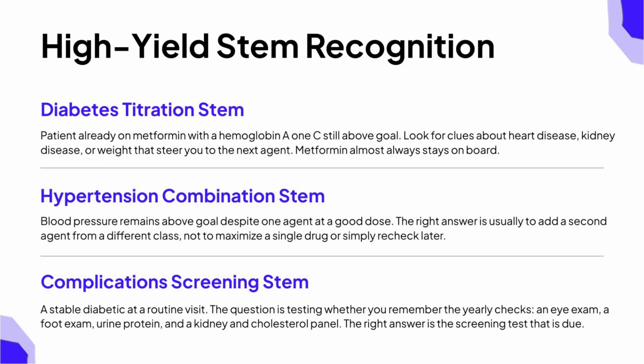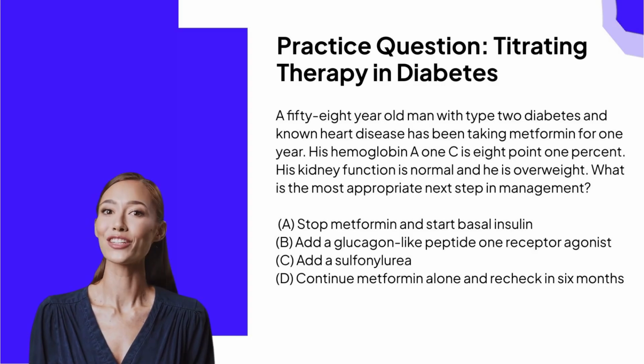For the complications screening stem, you have a stable diabetic at a routine visit, and the question is really asking whether you remember the yearly checks: an eye exam, a foot exam, urine protein, and a kidney and cholesterol panel. These 3 stems repeat over and over, so learn to recognize them on sight. Let us work through our first practice question.